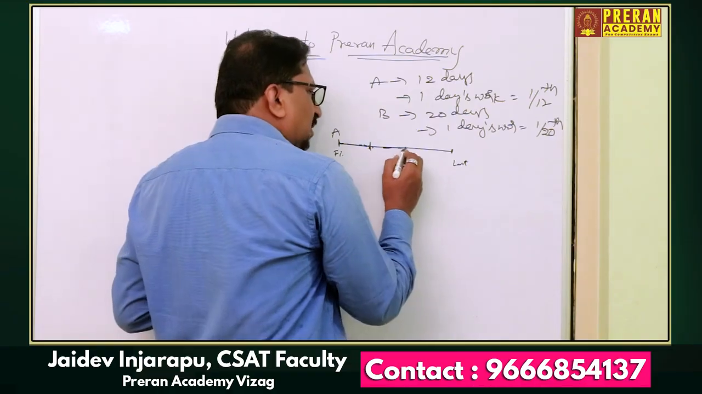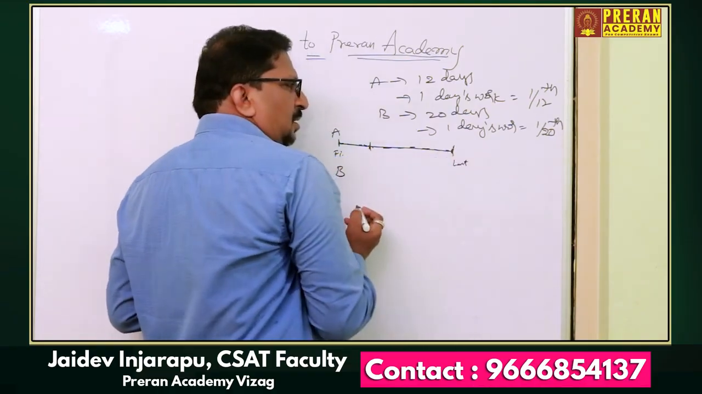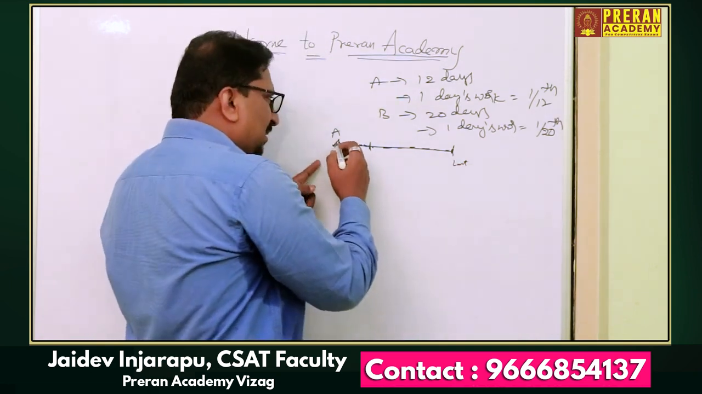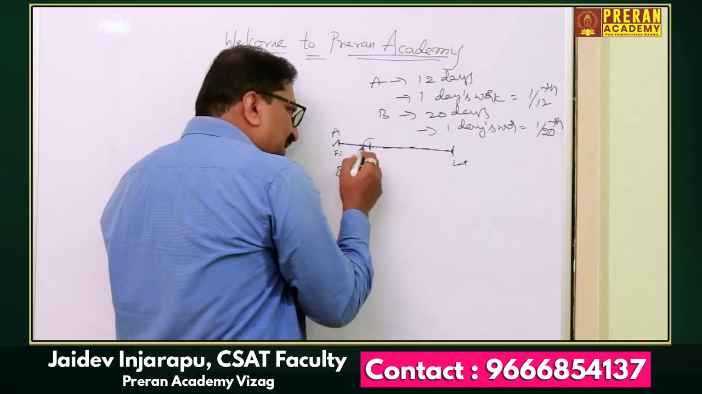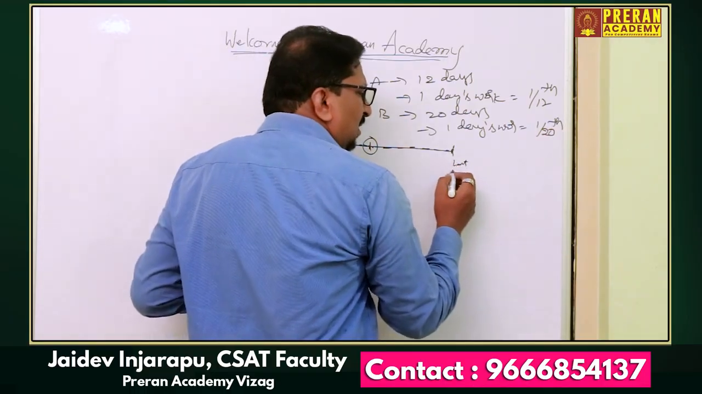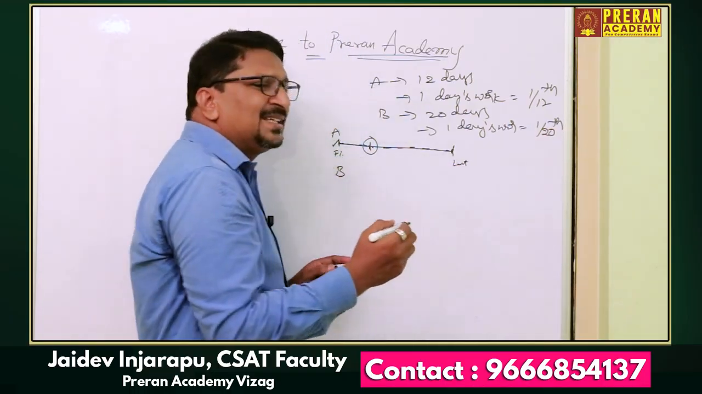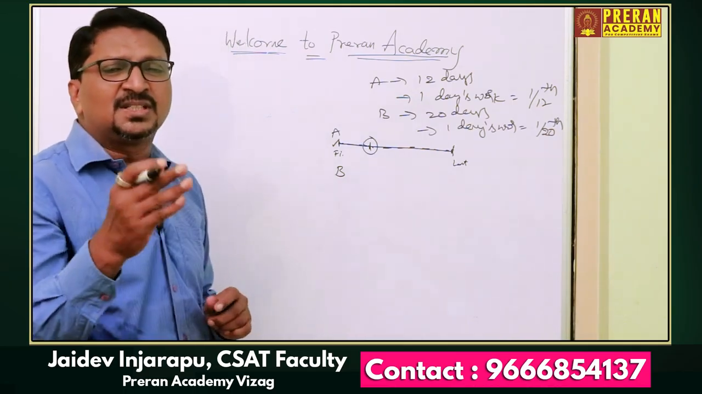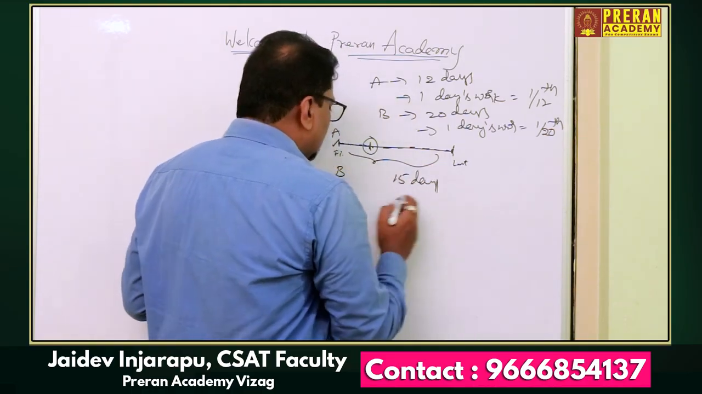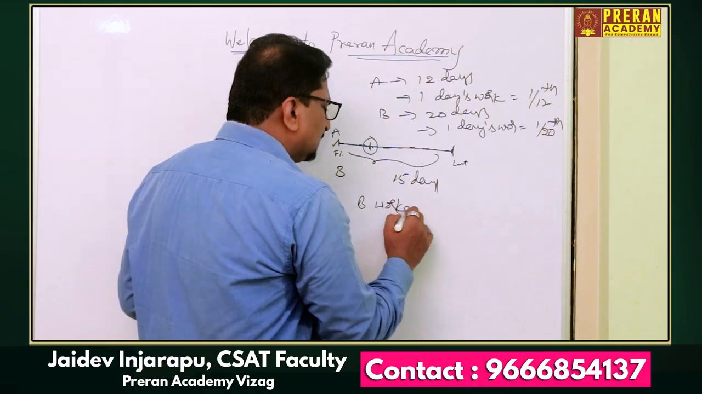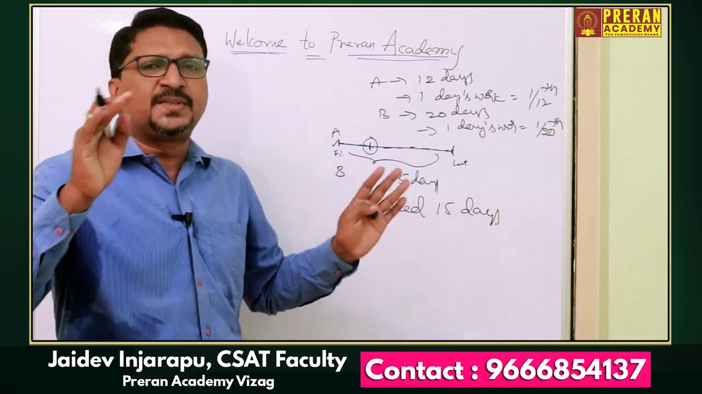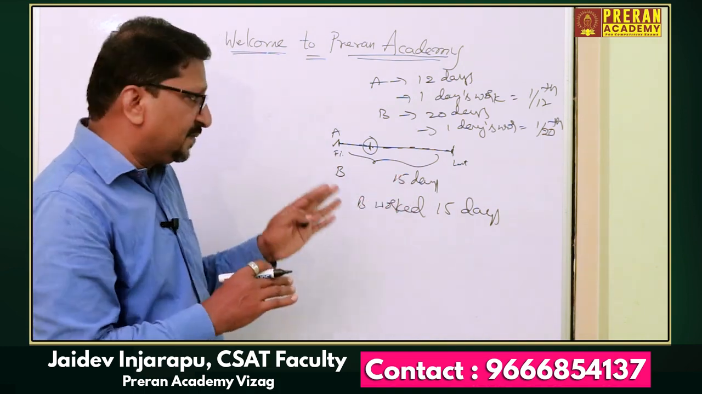Now, from here till the last day, who has worked? A is there on the first day, B is there on the first day. A left after some time, but B has worked all the way. So how many days did it take to finish? The total work has finished within 15 days. He has mentioned in the given data, 15 days. So B worked all the 15 days. That's the meaning of this given data.